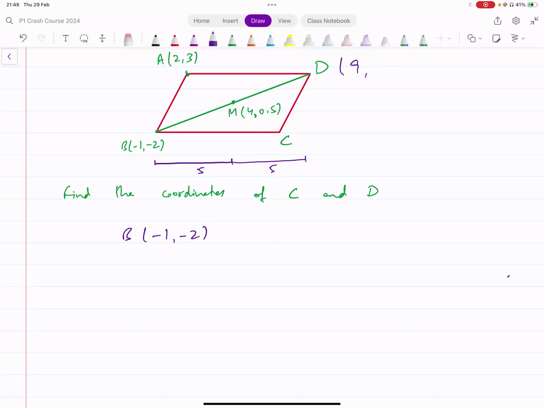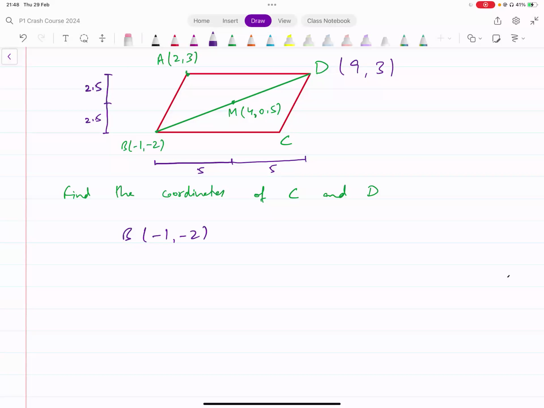And similarly, you do the same thing vertically. How much do you have to add to minus 2 to get to 0.5? Minus 2 to 0.5, you have to add 2.5. You have to go 2.5 units up. Now, in order to go from M to D, you go 2.5 more units. So 0.5 plus 2.5 gives you 3. So the coordinates of D turn out to be (9, 3).